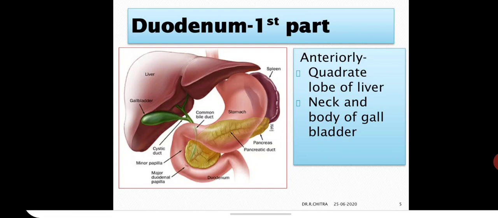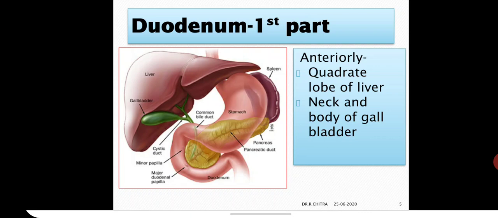What are the anterior relations of the first part? Quadrate lobe of the liver, neck and body of gallbladder. So the quadrate lobe of the liver we have learnt it is related to the first part of the duodenum. So that is the anterior relation of first part.